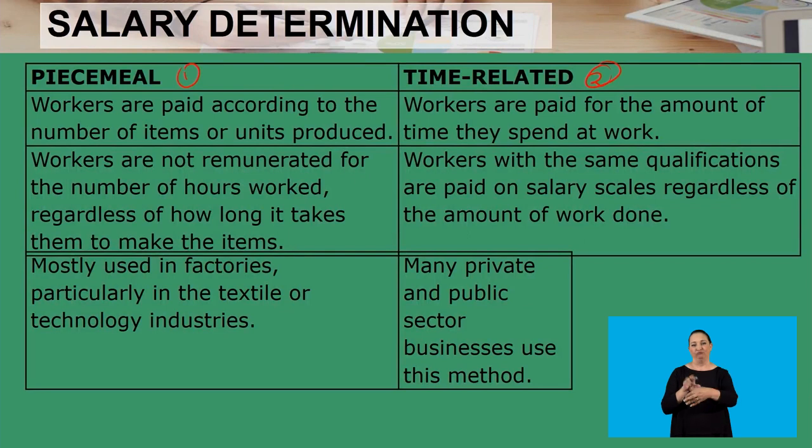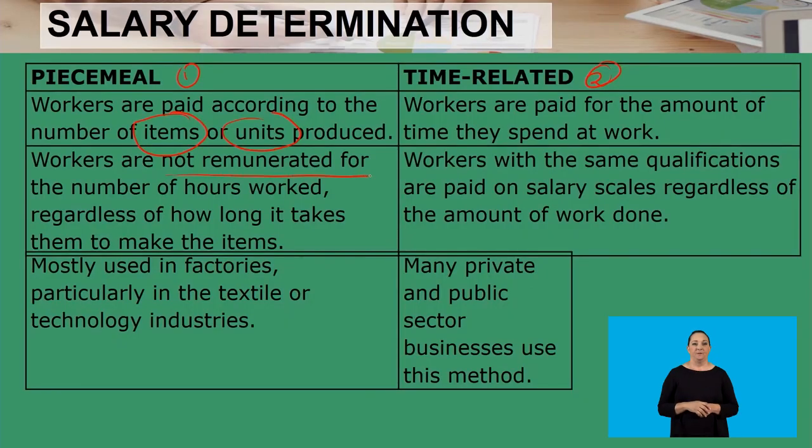Right, the first one, piecemeal. What is piecemeal salary determination? With piecemeal, it says here workers are paid according to the number of items or units that have been produced. Very important, we are looking at the items and the units. So how many products have you produced? Let's say we are producing boxes. You're going to be paid according to the number of units or items, or the boxes in this case, that you've produced.